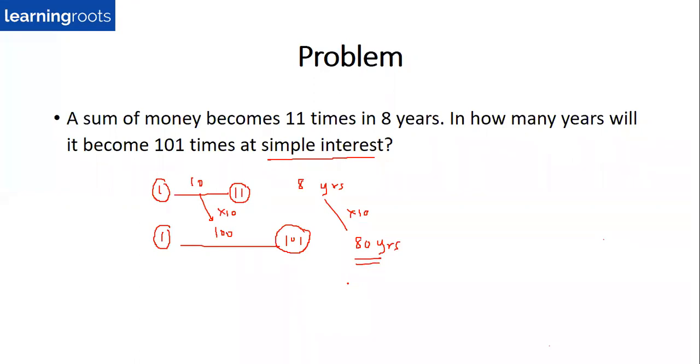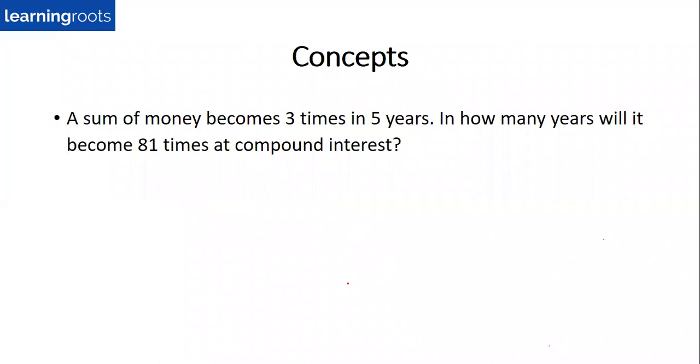Okay. So simple interest, take the difference, find the multiplying factor, and then multiply the original time frame with it to get the final time frame. Okay, so this was simple interest. Now, things are a little different when it comes to compound interest. Okay, so read the question first. A sum of money becomes 3 times in 5 years. In how many years will it become 81 times at compound interest?